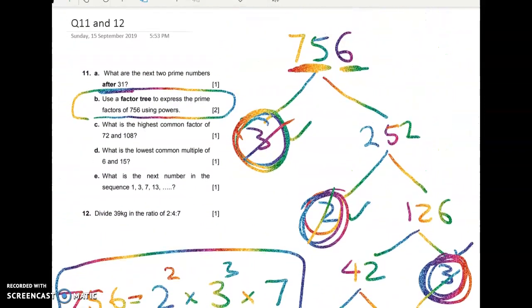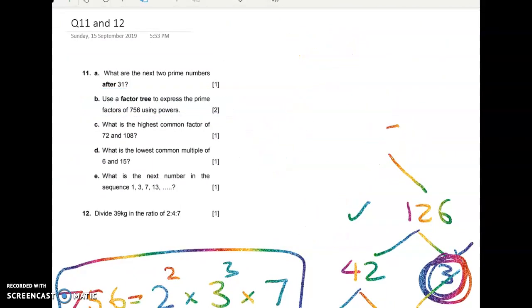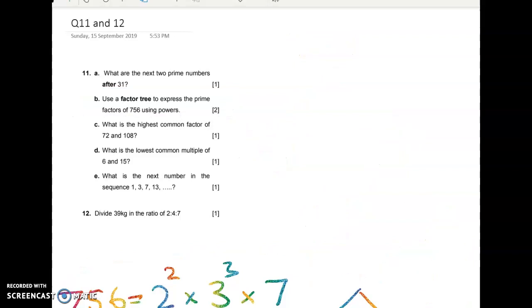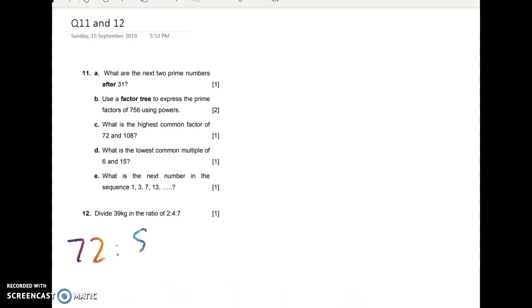Right, next one. What's the highest common factor of 72 and 108? So this time I'm not looking for the prime factors, I'm looking for the factors. So the factors will not all be prime numbers. How can I do this? Well, I can write out the factors of 72. I've got 1, and there are a lot of them.